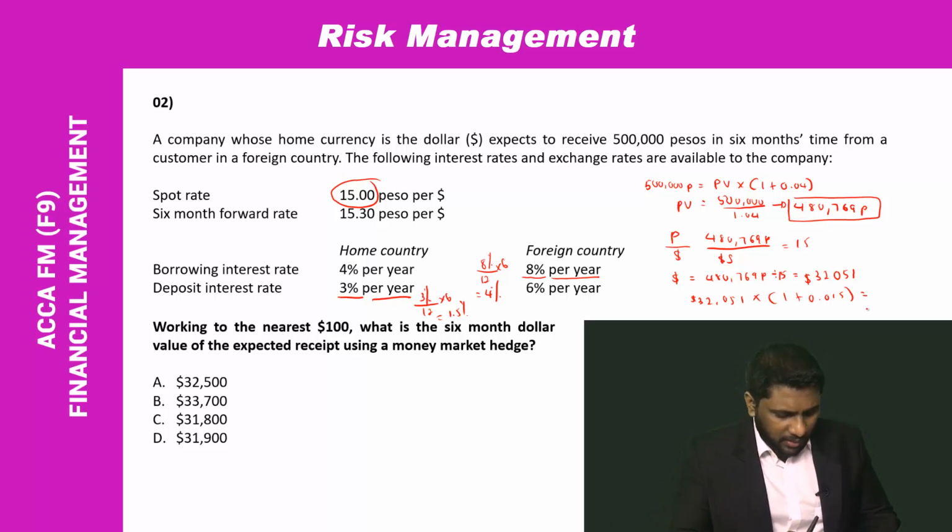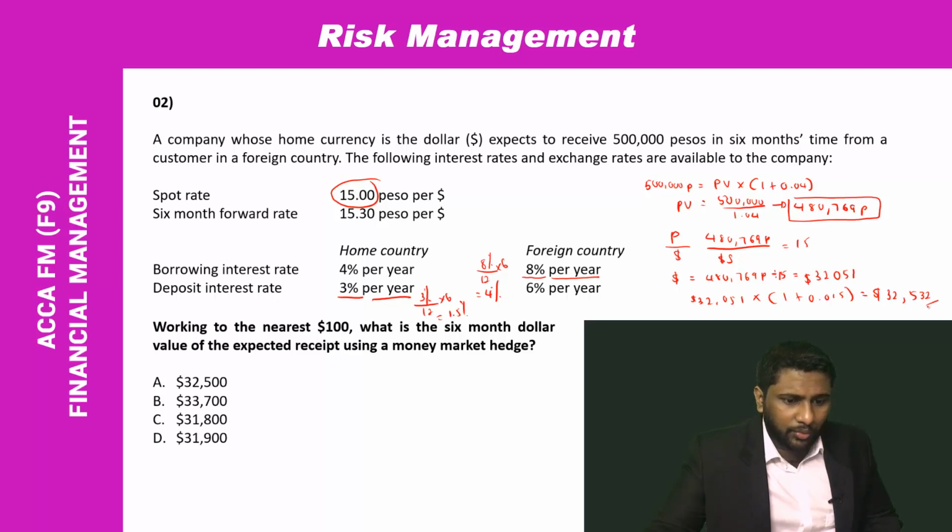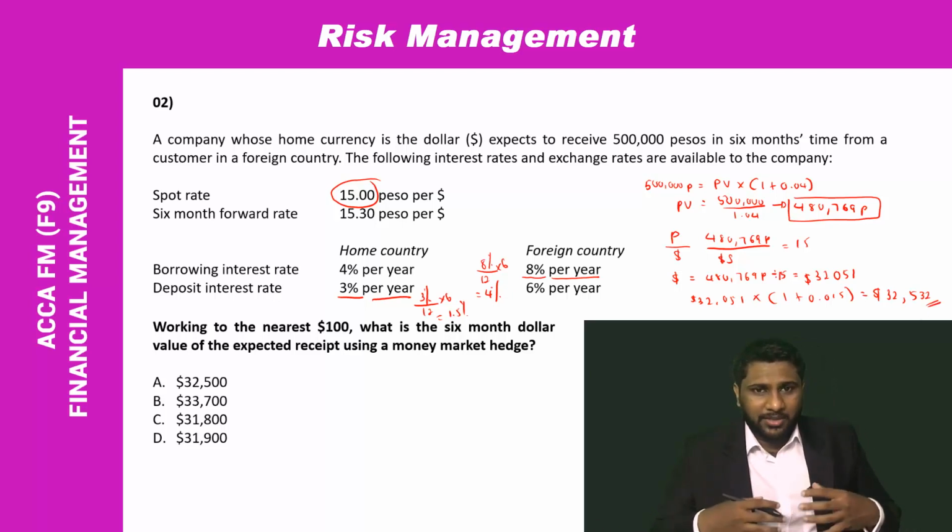So how much is the answer that I am getting? 32,051 into 1.015. So if I deposit it, I will have $32,532. So after 6 months in my dollar deposit account, I have this 32,532. I can take it. So it's going to be a dollar receipt for me.